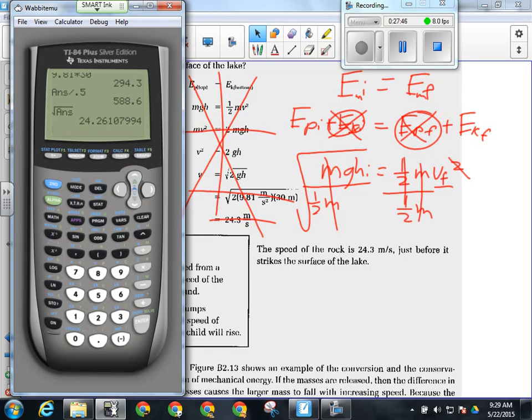Now, we said we could leave m in there and it wouldn't make any difference. If you're not comfortable canceling m, I'm going to show you that if I put m in there, it doesn't make any difference. The mass was 1.5 kilograms, so if I go 1.5 times 9.81 times 30, that gives me this. If I divide that by half of m, and then square root that, it's the same number, 24.3. So if you're not comfortable canceling m, you can plug it in. You can put in the mass in every single operation. It's just more work, but it'll give you the same answer.